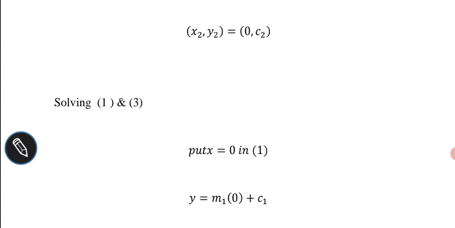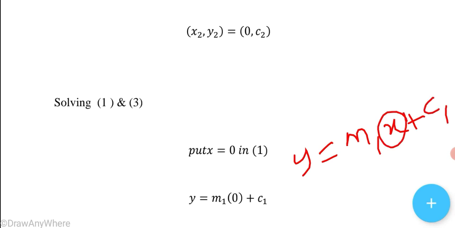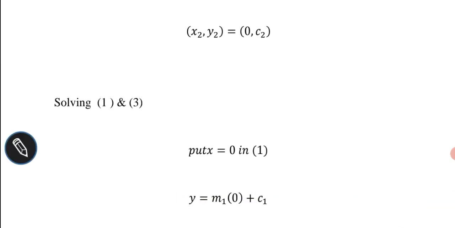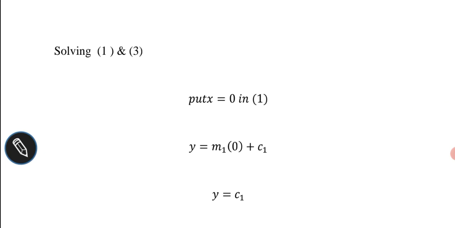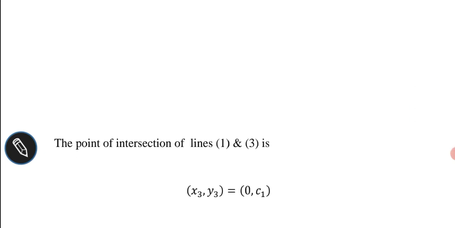Equation 1 is y is equal to m1x plus c1. In this equation put x equal to 0, so it becomes y is equal to m1 into 0 plus c1. The next step is y equal to c1. So the point of intersection of lines 1 and 3, which means the third coordinate x3, y3, is 0 comma c1.